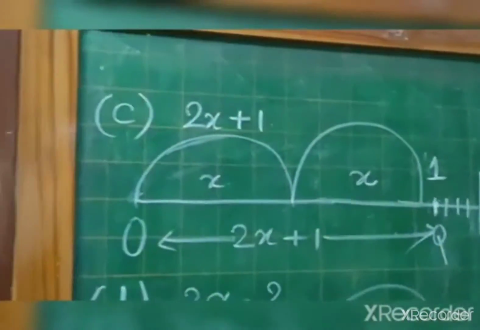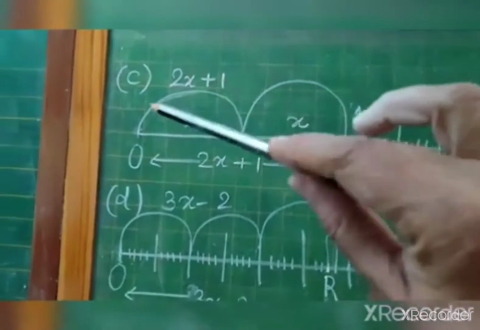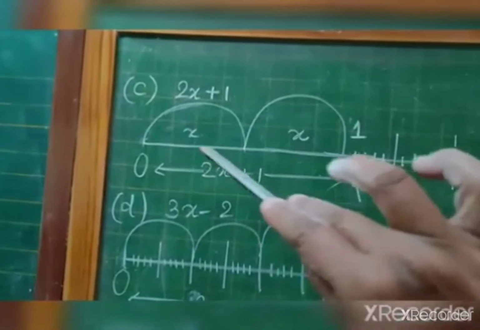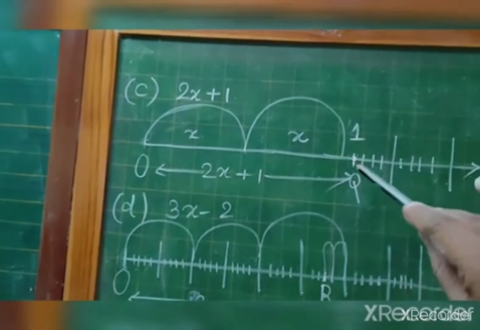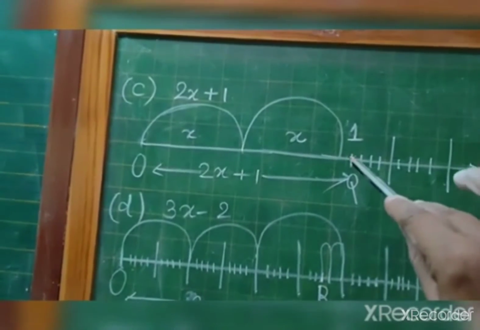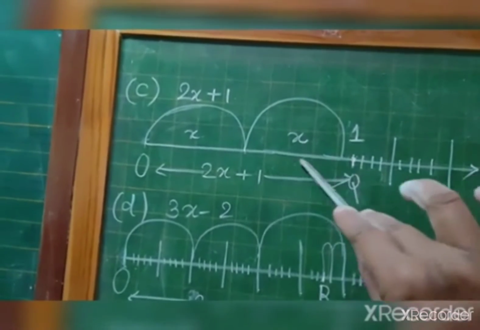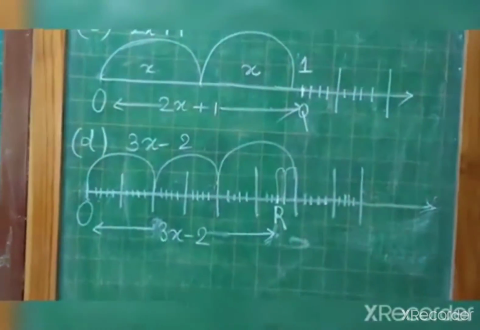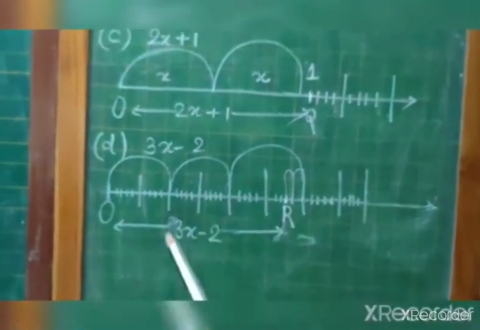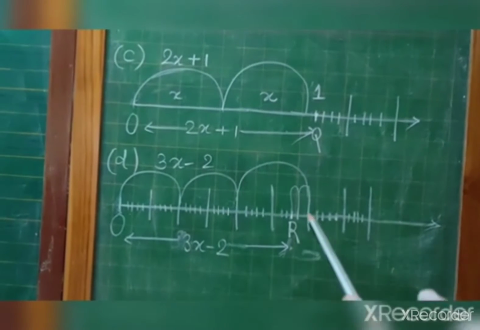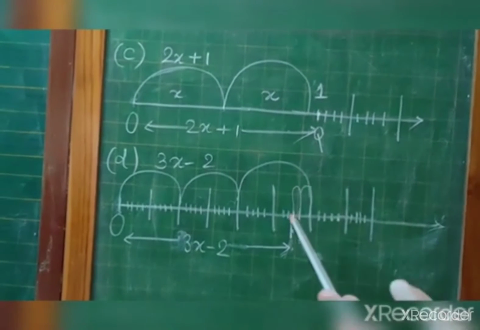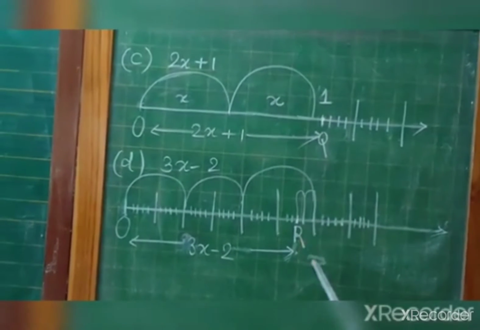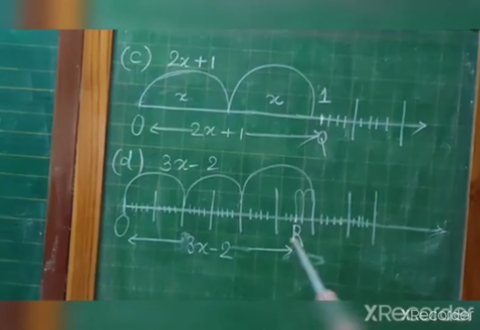Now see 2x plus 1. That means we jump x distance 2 times, and then I have divided here, so 1 unit. That point is Q. So for 2x plus 1, we move 1 unit to the right. Now 3x minus 2: jump 1, 2, 3 times, and then move 2 units to the left. You can see the point R. So R will be 3x minus 2.